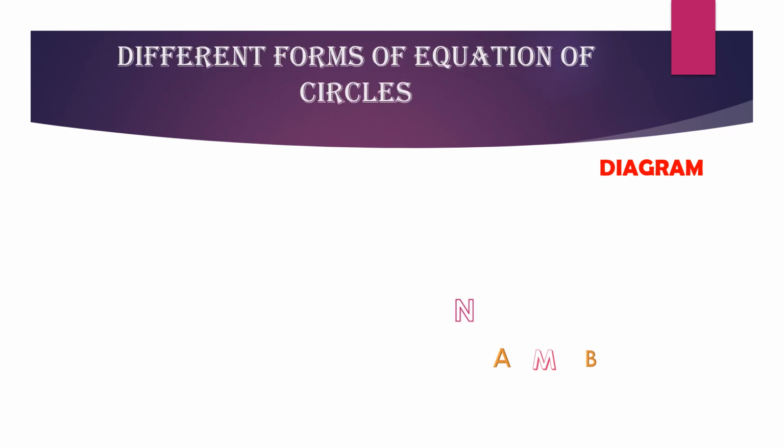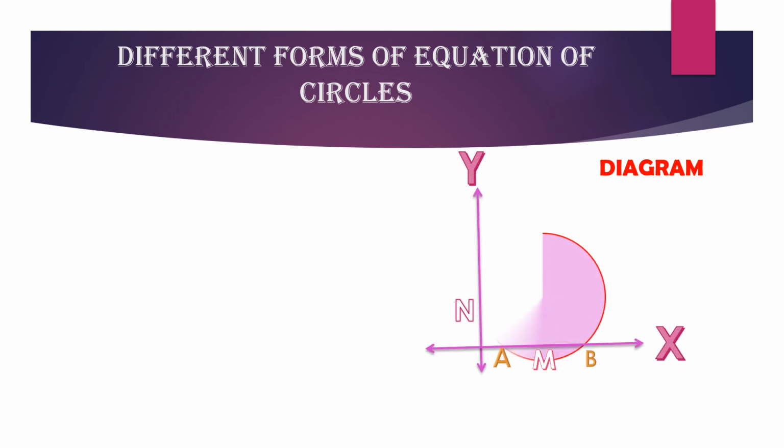Next form of equation of circle, we observe the diagram. Here the circle touches the y-axis at N and cuts off intercepts on the x-axis having length 2m at the points A and B, and the center of the circle is (h, k). CN is the radius of the circle and CM is the perpendicular distance from the center to the x-axis.